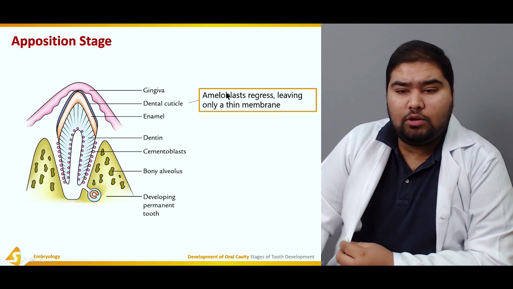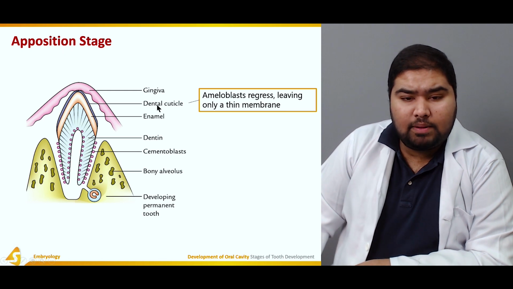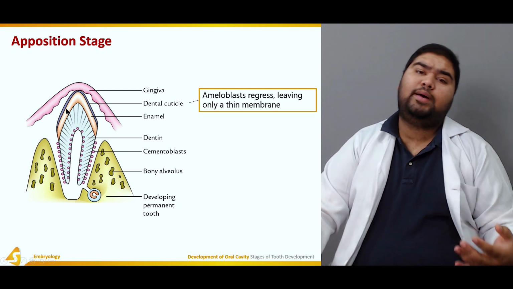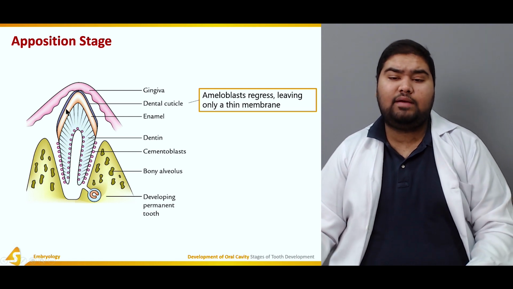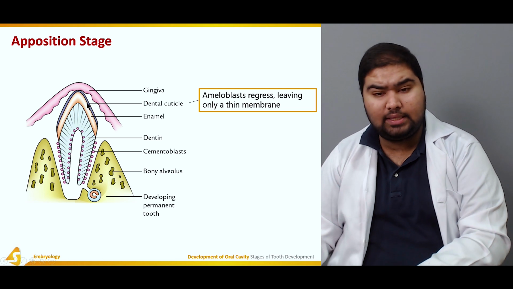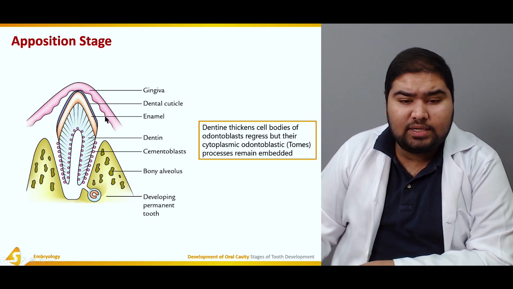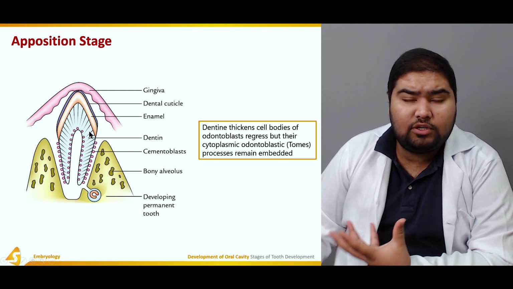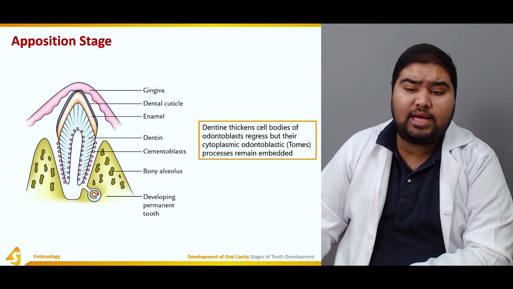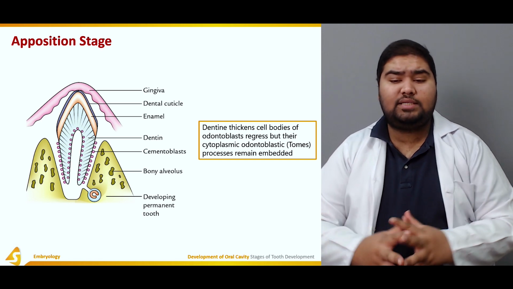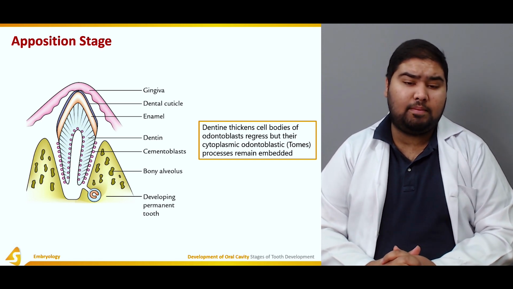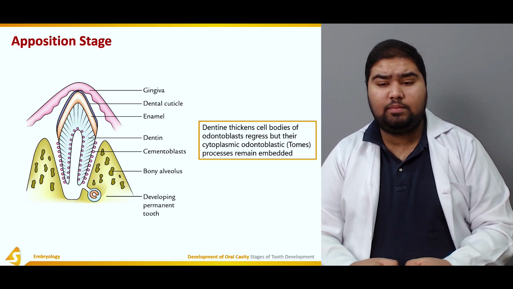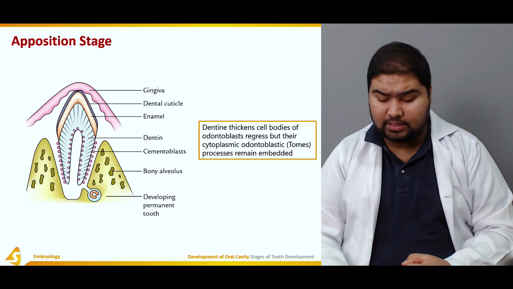Now the ameloblasts regress, leaving only a thin membrane which is known as the dental cuticle. So the dental cuticle is formed by the regressing ameloblasts, and it is only a thin membrane. Now the dentine thickens the cell bodies of odontoblasts but regresses the cytoplasmic odontoblastic processes, which remain embedded. So the cell bodies are thickened but the cytoplasmic processes remain embedded.